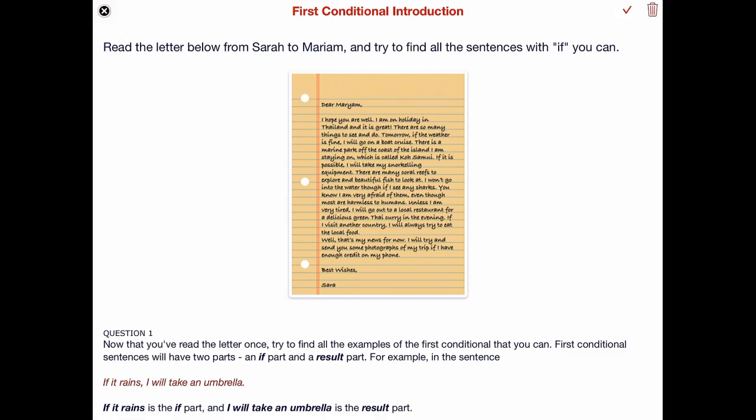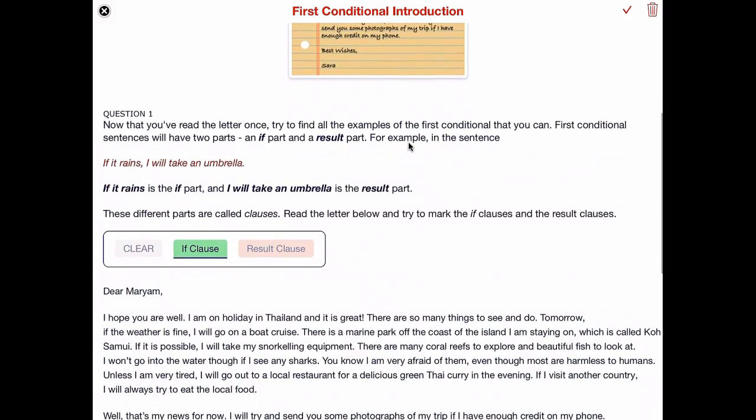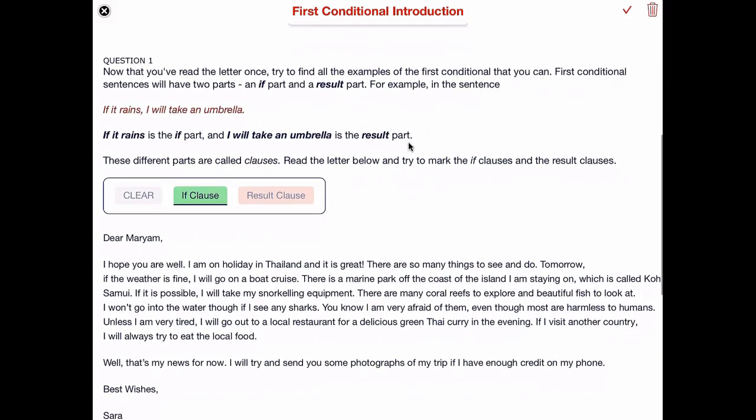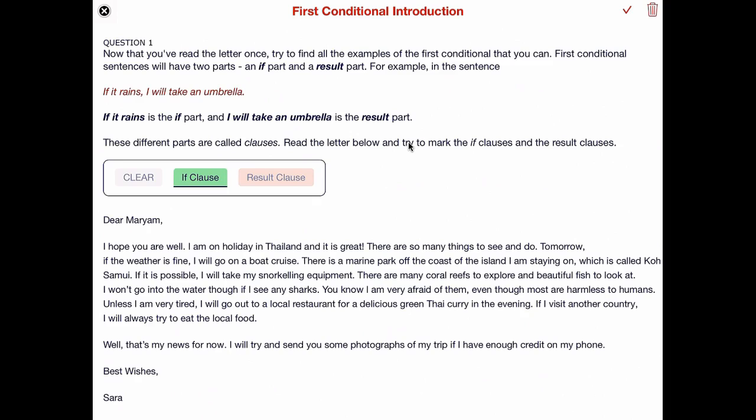So in this introduction, you are asked to read this letter from Median to Sarah. And in there, you'll notice that there's all sorts of if statements. If the weather is fine, I will go on a boat cruise. So let's see what you were asked to do. Okay, first was just to read and find those.